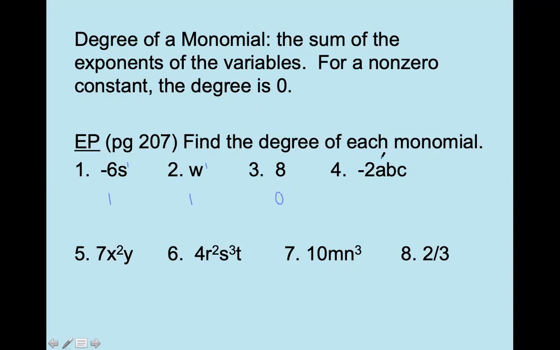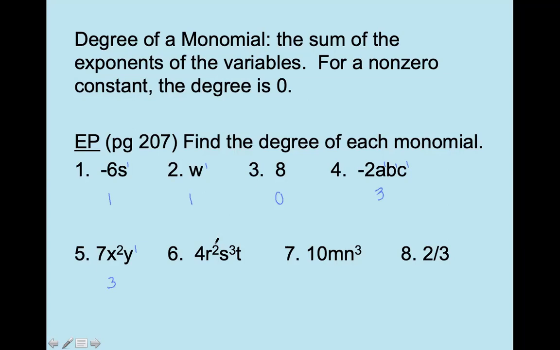All right, this time I have several variables. And what does it say I do for the degree? The sum of the exponents. So this is a to the first, b to the first, and c to the first. So the degree of this monomial is 3. 1 plus 1 plus 1 is 3. Number 5, I've got a couple different variables. This one has a 2 as an exponent. The y has a 1. So the degree of this monomial is 3. 2 plus 1 is 3.